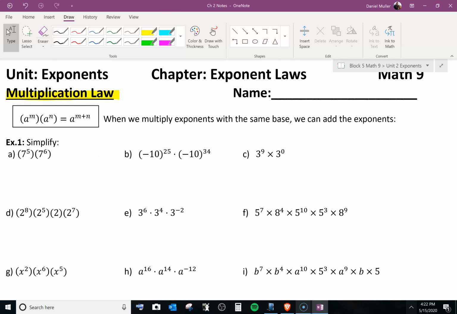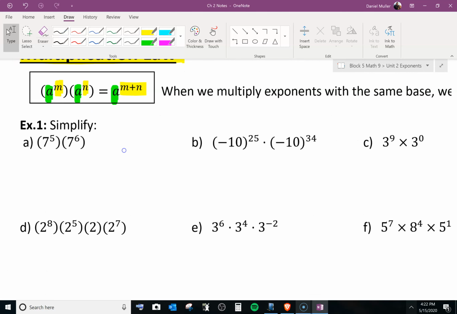Now we have the multiplication law, and that says if the bases are the same, only if the bases are the same, and you are multiplying, then the exponents can be added. So if you look at the first one, the bases are the same, and we are indeed multiplying. If that's the case, then you can add them. 5 plus 6 is 11. And that's all there is to this multiplication law.